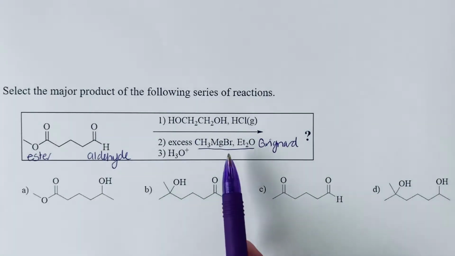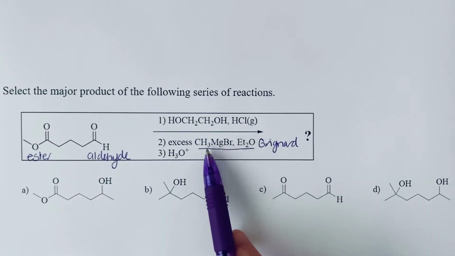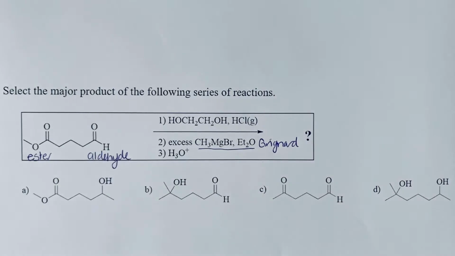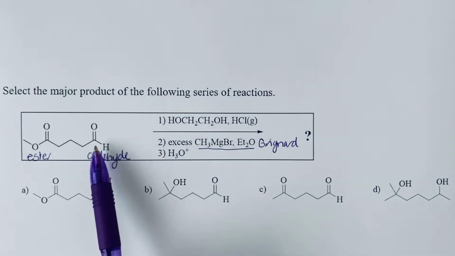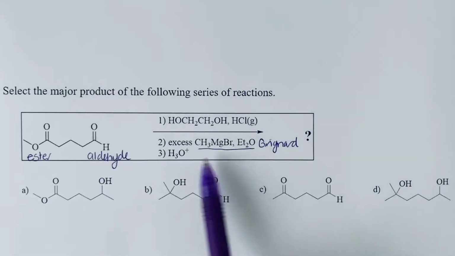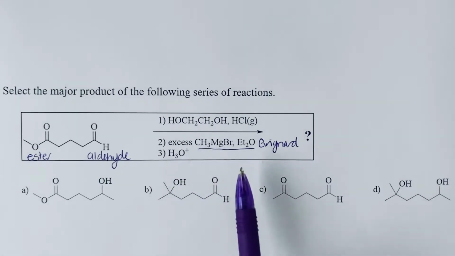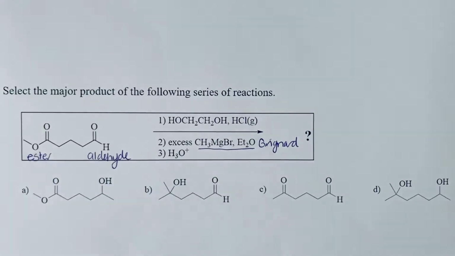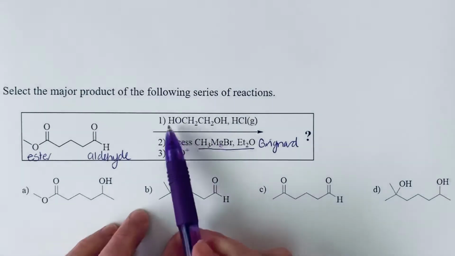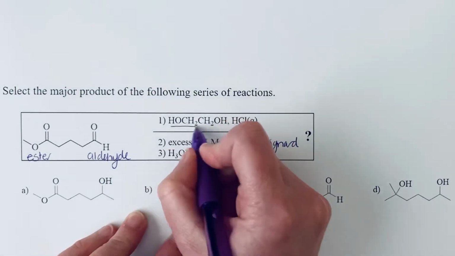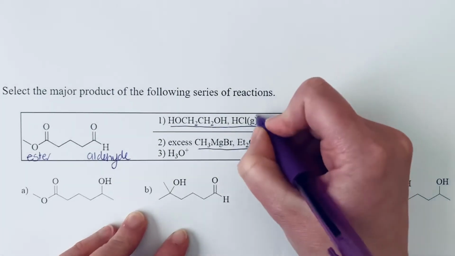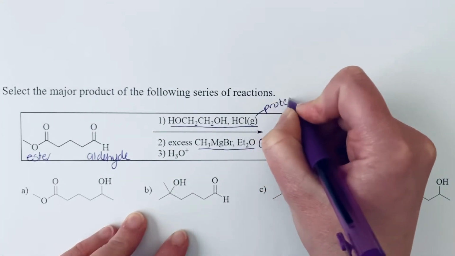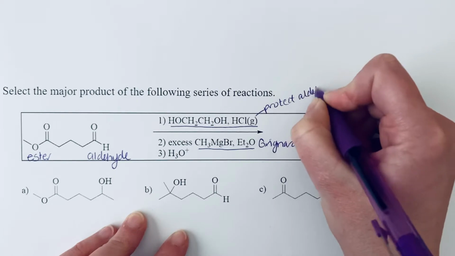So noticing this Grignard, I know that a Grignard could react with an aldehyde and it could react with an ester. It's going to react with both actually if you have enough of it, which it says we have excess. It would react first with the aldehyde, but definitely it would continue reacting with that ester and would be difficult to control. So if we look at that first step, hopefully we can recognize that these are conditions to protect either an aldehyde or a ketone as an acetal.